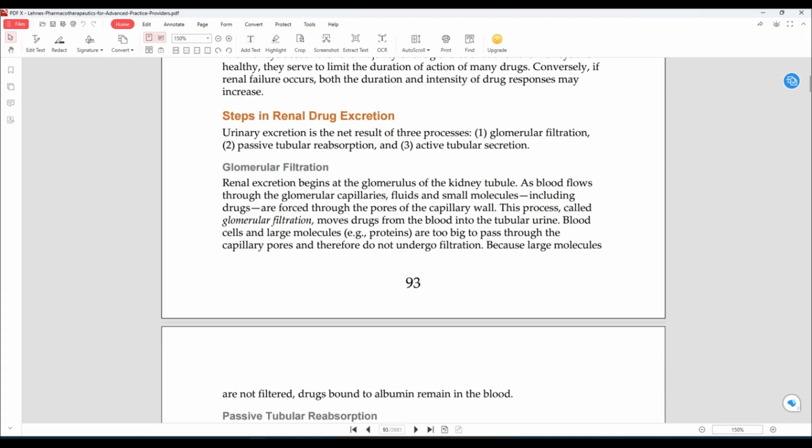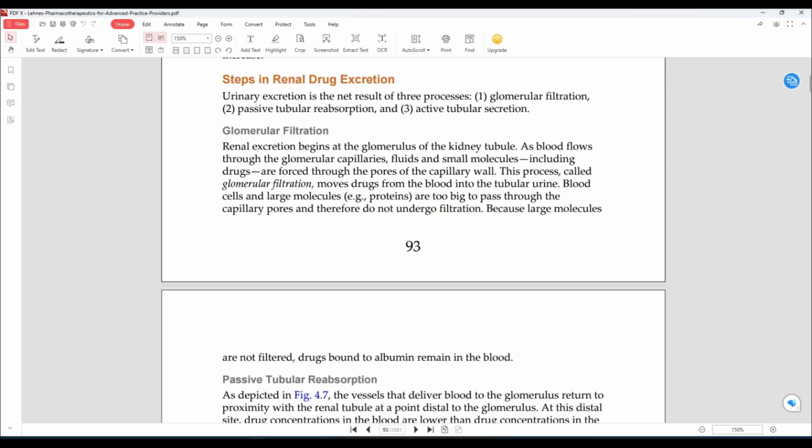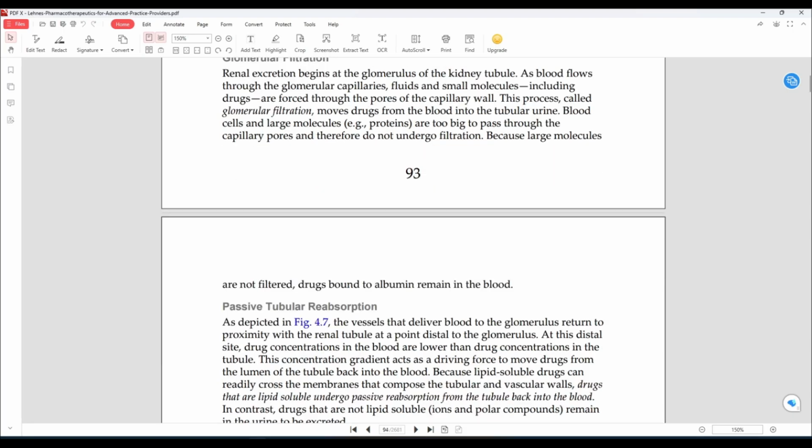So, glomerular filtration. The renal excretion begins at the glomerulus of the kidney tubule. As blood flows through the glomerular capillaries, fluid and small molecules, including drugs, are forced through the pores of the capillary wall. This process, called glomerular filtration, moves drugs from the blood into the tubular urine. Blood cells and large molecules are too big to pass through the capillary pores and therefore do not undergo filtration. Because large molecules are not filtered, drugs bound to albumin remain in the blood.